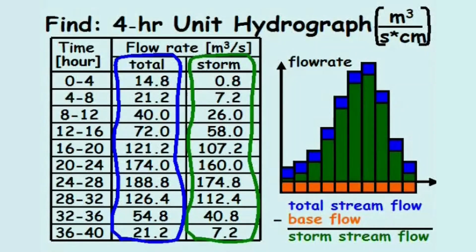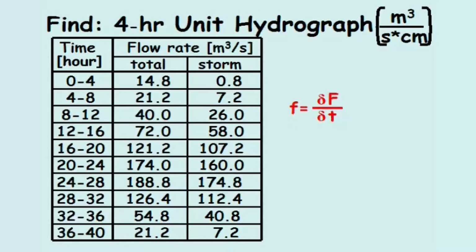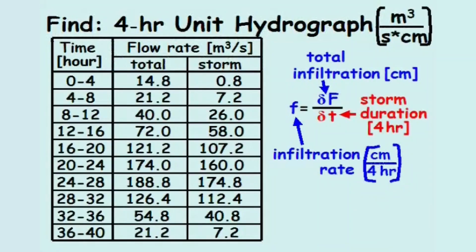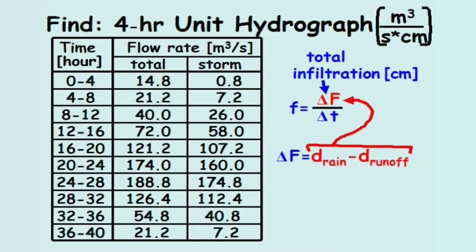Also, before developing the hydrograph, the infiltration of rainfall in the soil must be accounted for. The infiltration rate in centimeters for a 4-hour time period equals the total infiltration in centimeters divided by the storm duration in 4-hour time increments. For this problem, we'll assume a constant infiltration rate, so we'll use the capital delta notation. We'll first determine the total infiltration, delta F, which equals the total rainfall depth minus the total depth from runoff.